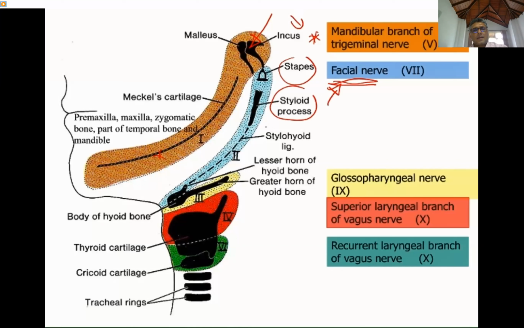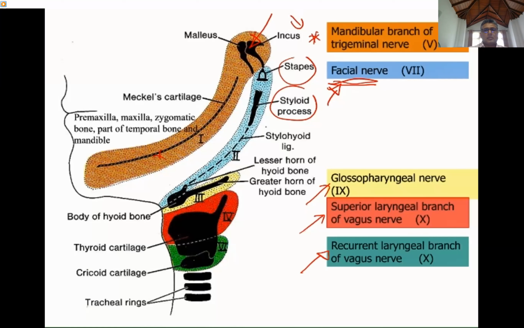Likewise, the third arch nerve is the glossopharyngeal nerve, the fourth arch nerve is the superior laryngeal branch of the vagus nerve, and the sixth arch nerve is the recurrent laryngeal branch of the vagus nerve. The fifth arch disappears during development. So all these nerves, therefore, have a branchial motor component to supply these structures developing from the branchial arch mesoderm.